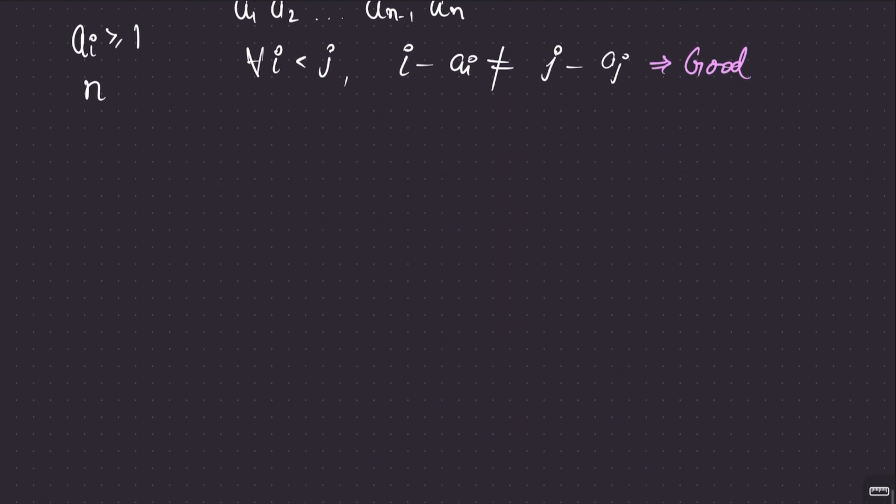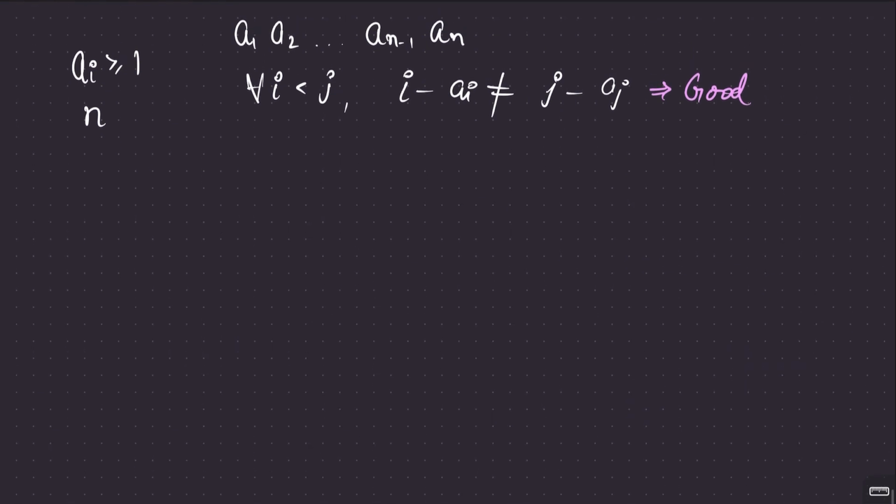So what I'm trying to say here is, let's say I have two indices here, i and j, where i is less than j, of course, and I have here ai and aj. So I'm just trying to look at when this condition will fail, that is i minus ai equals j minus aj. Okay, so let's see the case where these are actually equal. What do you get when you have i minus ai equals j minus aj? Like, when can this happen?